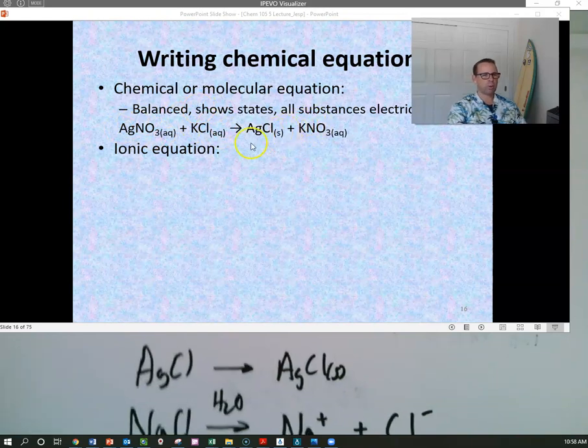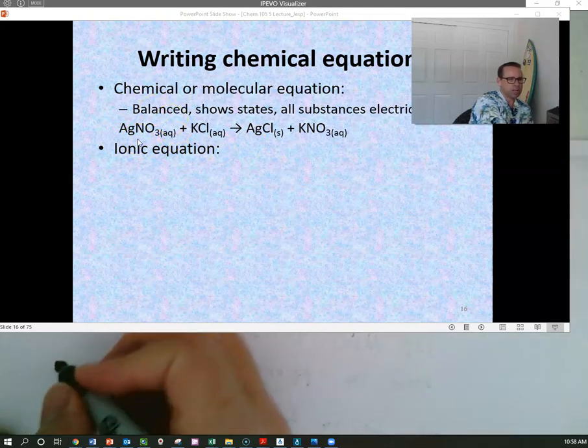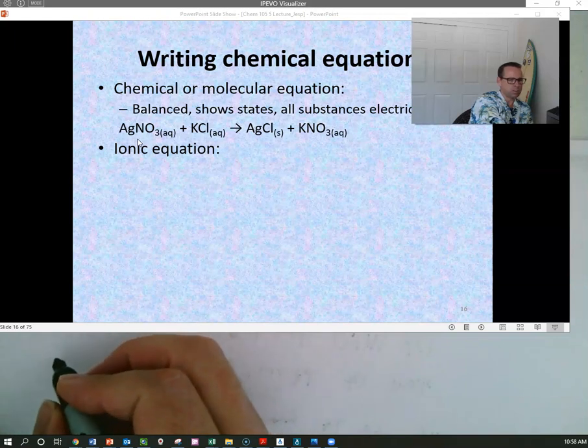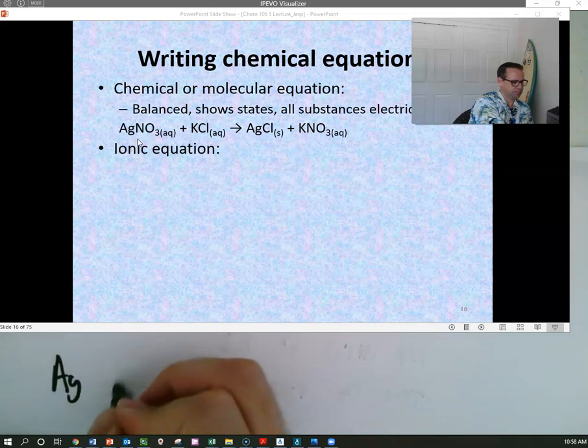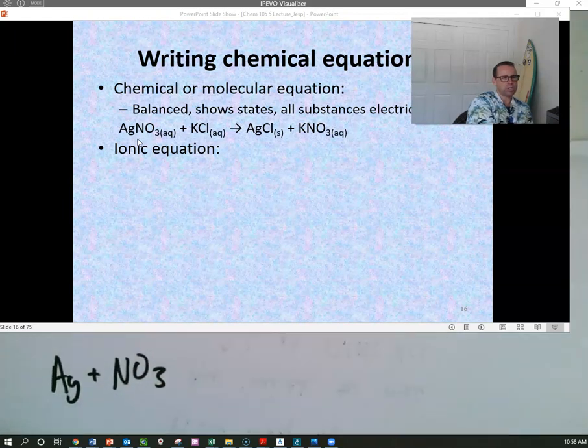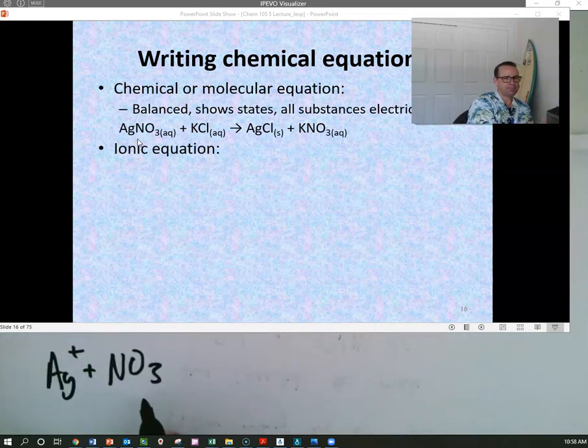Okay? So if I wanted to do that, silver nitrate would break up into what? What would I break it up to if I needed to break it up into its ions? What 2 ions would it have? Ag and NO3. That's right. Now, what's the charge on the silver ion? Very good. +1. What's the charge on the nitrate? +1.